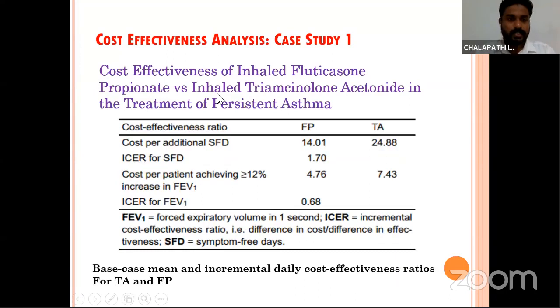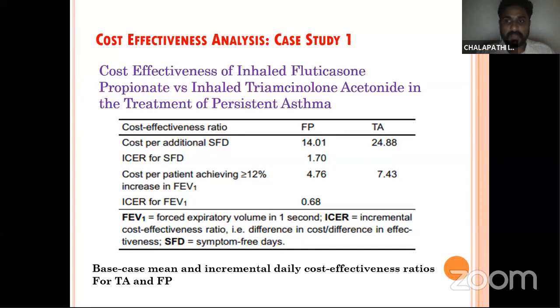Here you can see the cost per additional SFD. The first line is the calculation for CER, the average cost effectiveness ratio. That means to get a single SFD, you have to pay 14 rupees or whatever it is. That is called the cost effectiveness ratio.